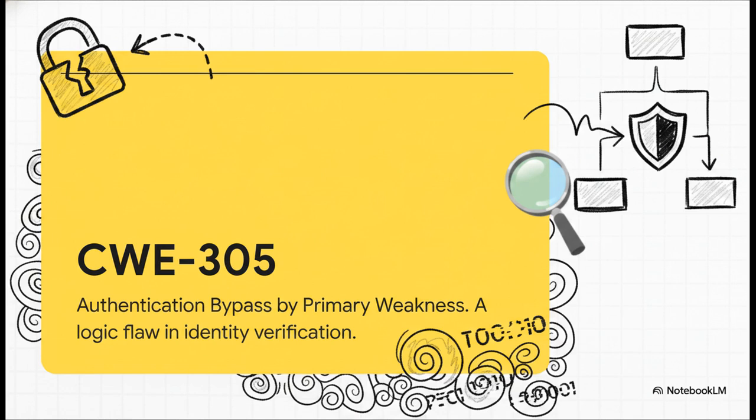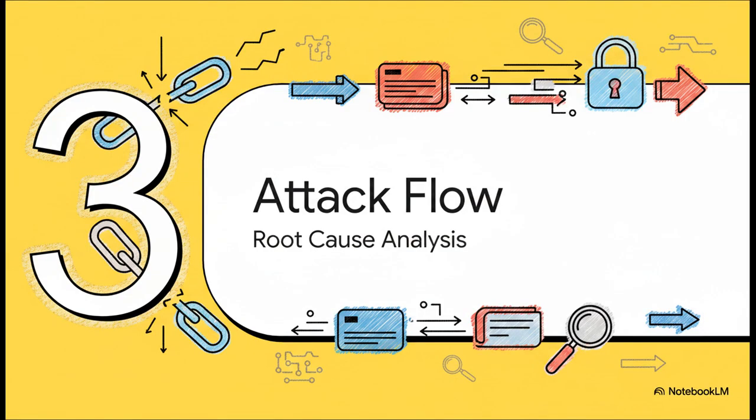The authentication algorithm itself might actually be perfectly fine, but a completely separate implementation flaw lets an attacker send a specific input pattern that tricks the system's state machine. It basically tricks the system into saying, yep, this user has already passed security. Come on in. Okay, Section 3, Attack Flow and Root Cause.